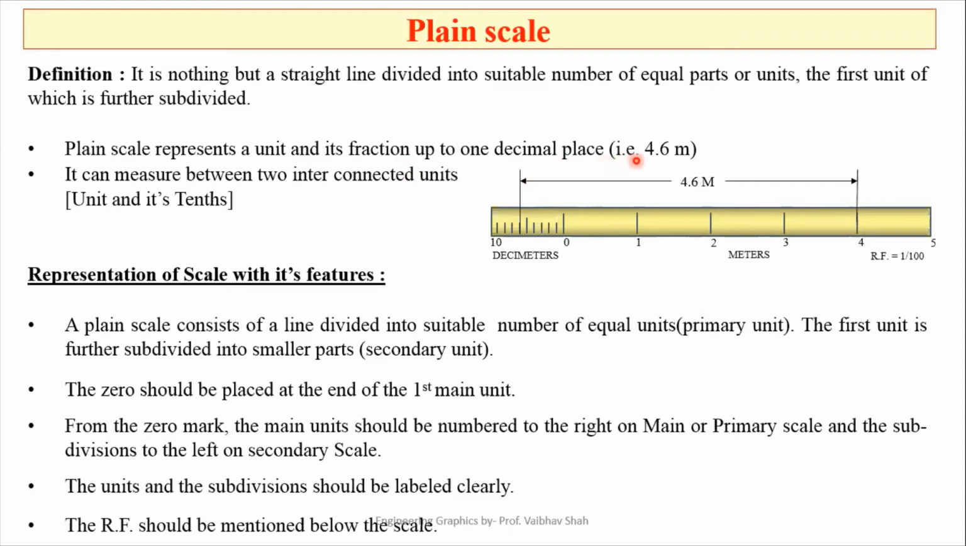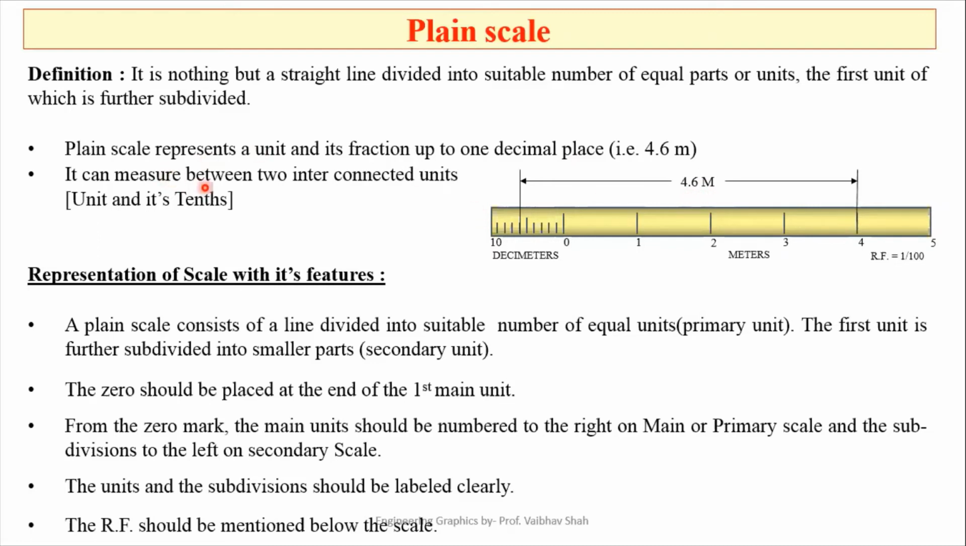That means here from our example, 4.6. This is your unit 4. Decimal place means after the point you are having only one digit, that means only one decimal place. This is your answer with one decimal place: unit and one decimal place. So plane scale represents a unit and its fraction up to one decimal place only. As you can see, we can denote only 4.6 meters.